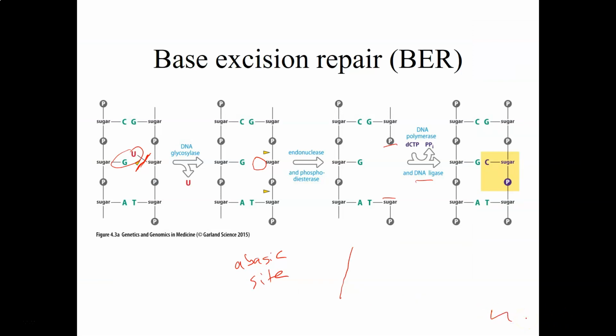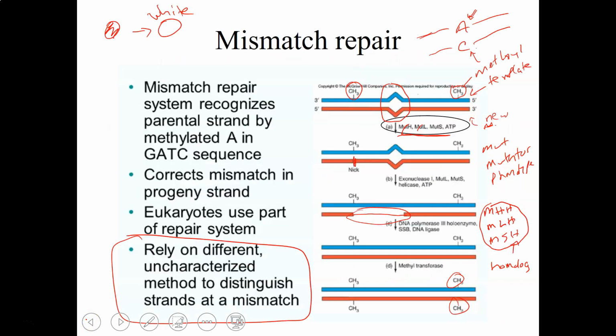All right, so we're back to here. So abasic site, and you repair it. So here we had some kind of weird damage. We got rid of the base, so we have an abasic site, and then what happens is you cut on either side of that, and then you just fill it back in with new DNA and fix it, and then put it back together with DNA ligase. So that's base excision repair. Base excision means it removes a base. So here's a base, remove it, and then fix it. All right, so that's what base excision repair means.